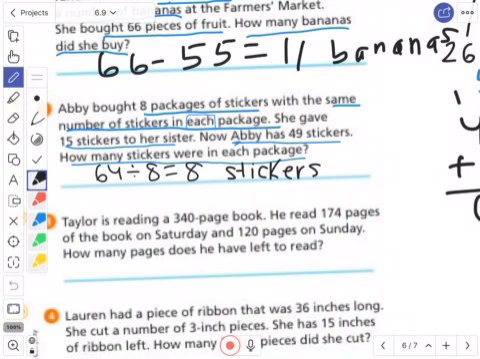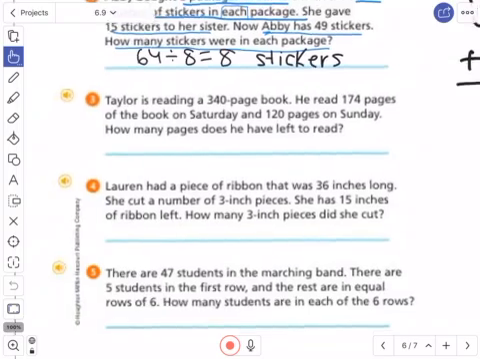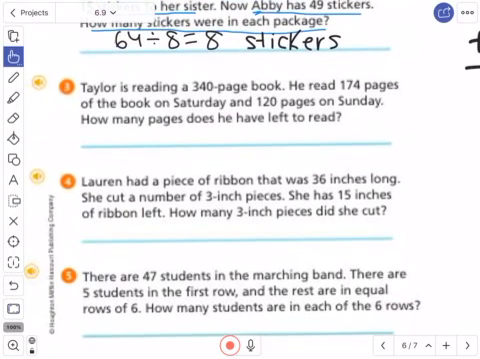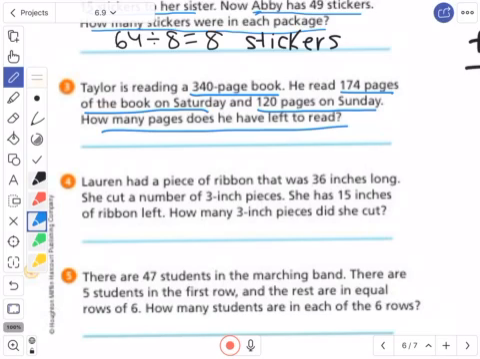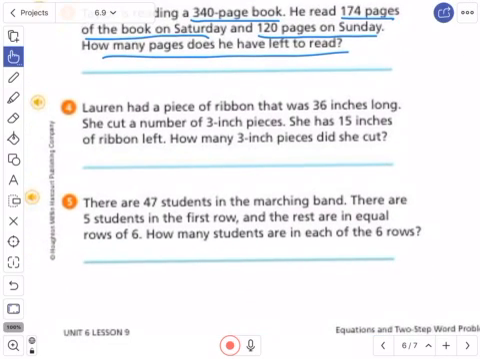I'm going to read these next 3 problems for you, and then I'm going to stop and you're going to solve. I'm going to do some underlining as I go. Taylor is reading a 340-page book. He read 140 pages on Saturday and 120 pages on Sunday. How many pages does he have left to read? We have solved problems like that in class.